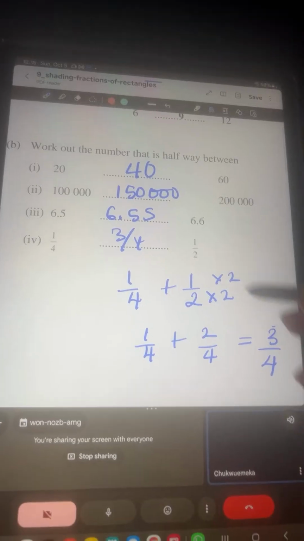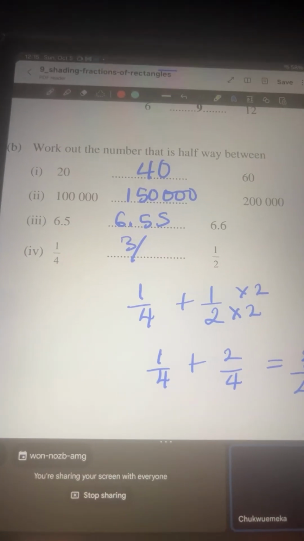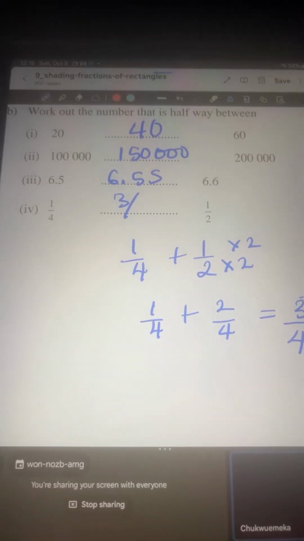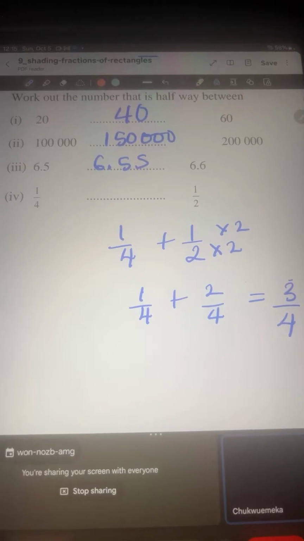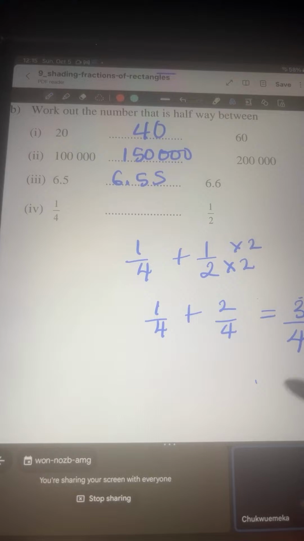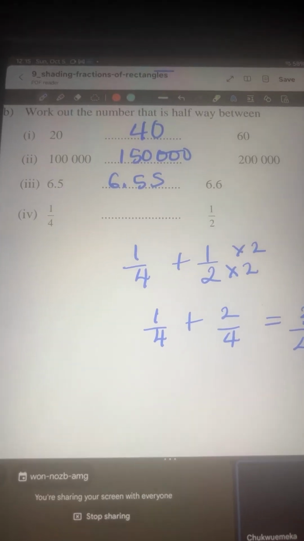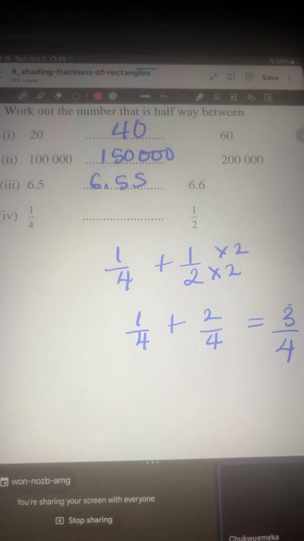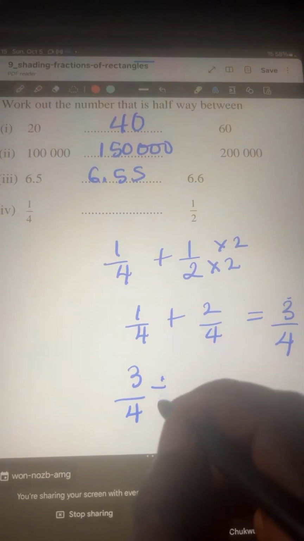Oh, well, not yet. After adding, you divide by 2, like we did to find the middle. So after adding 1 over 2 and 1 over 4 together, if you now want to find the number at the middle, you divide it by 2. You understand? Yes. To find the half, because as you are dividing by 2, you are finding the central part of it. So you do 3 over 4 divided by 2.